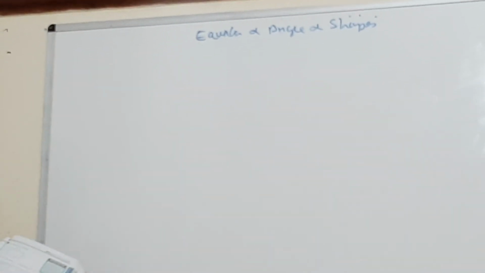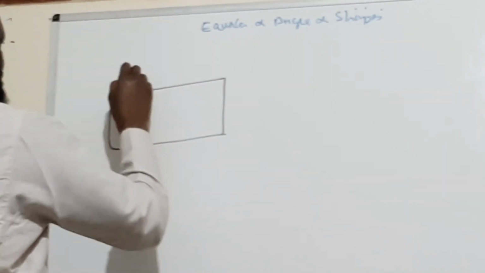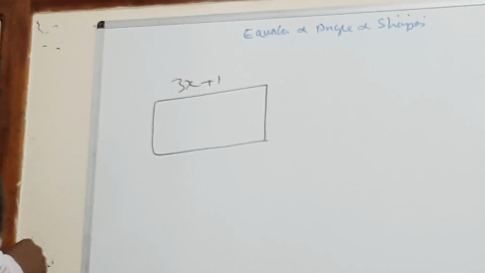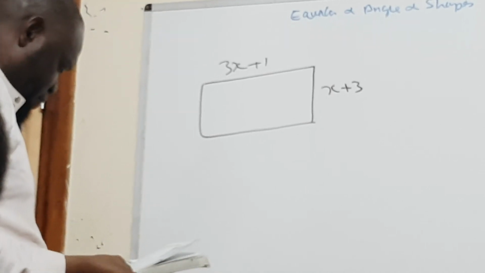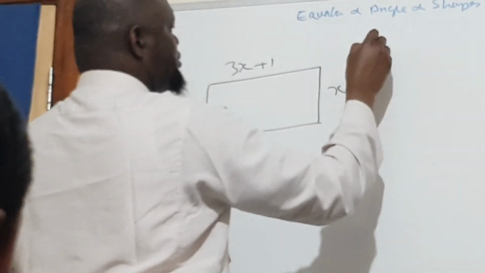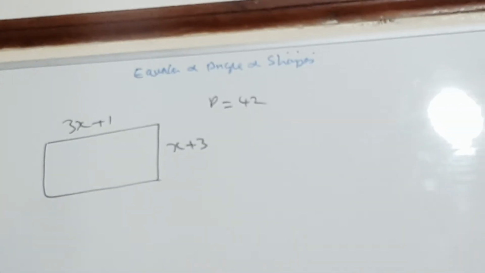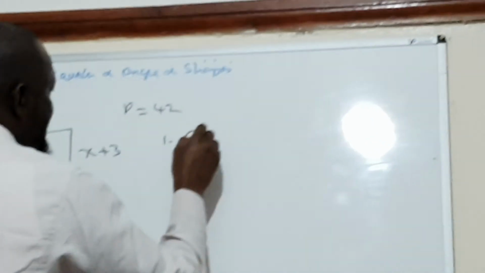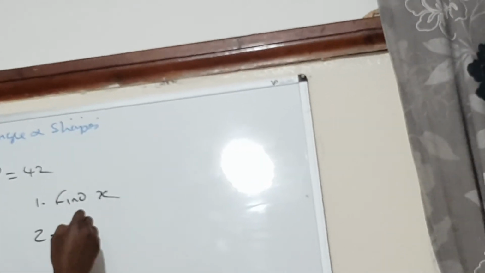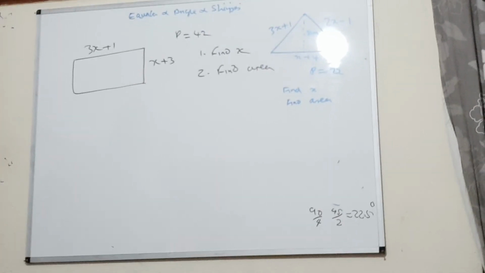Okay. This one tells us that a rectangle, this is 3x plus 1, and this is x plus 3. Now, the perimeter is equal to 42. Can you work this out, and hence find the area? First find x. Number 2, find the area. Okay, so we can pause there and let you guys work. Let's look at this.